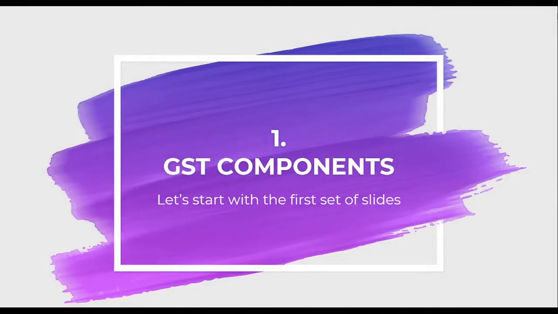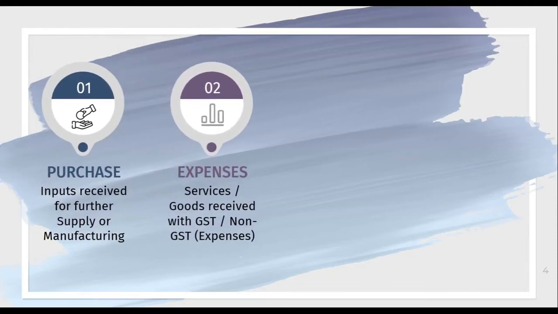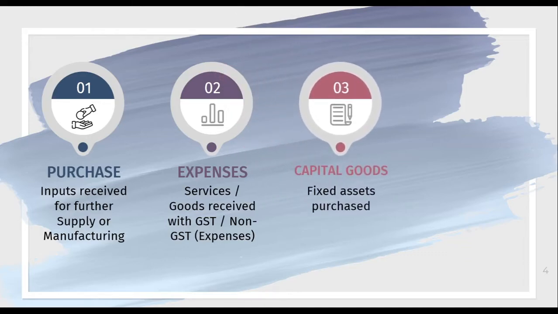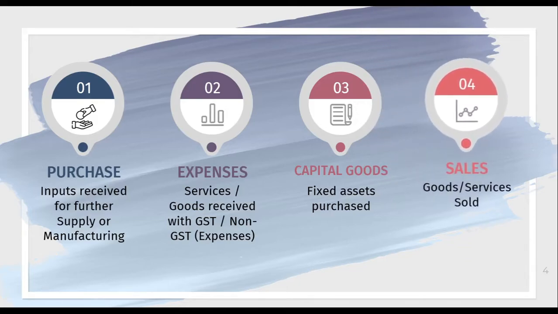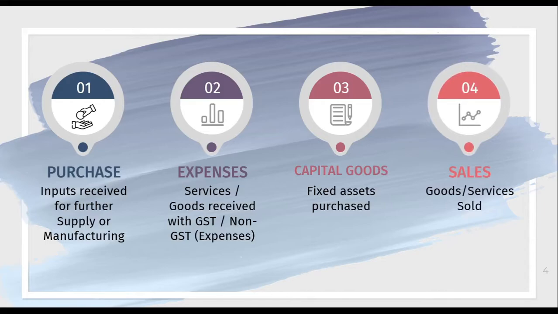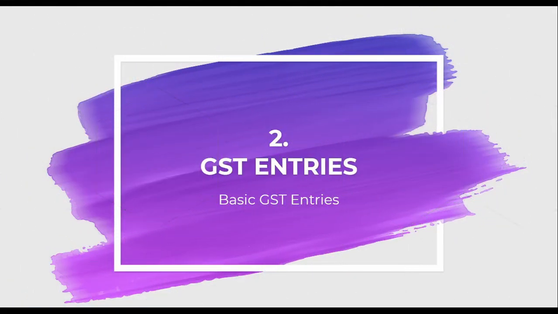So first one will be GST components. In this video we'll be showing you how to do the purchase entries, how to complete the expense entries, on which services or goods are received with GST and without GST as well. Third one will be capital goods, when capital goods are purchased, so how you can do entry with GST on the capital goods. Third one will be sales, or you can say goods or services sold. So let's start with some basic GST entries. How you can do that?